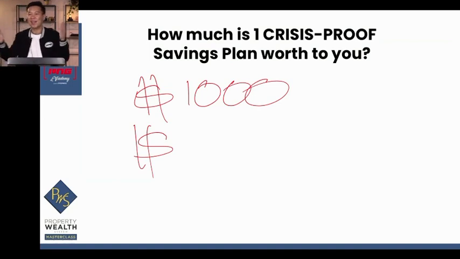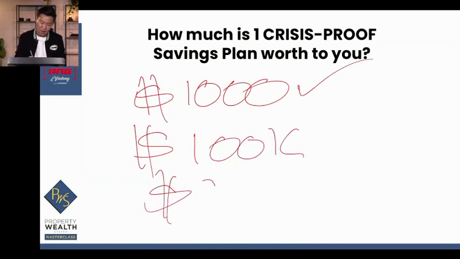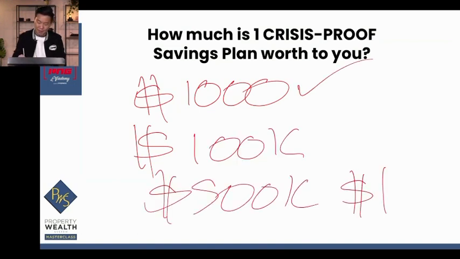Help me to key in the group chat. How much is one crisis-proof savings plan worth to you? That means if there is a way for you to create your own personal portfolio savings plan that will tide you through whatever crisis, be it another COVID, another pandemic, Lehman, Swiss bank, Silicon Valley, anything. You can key into the group chat. Is it 1,000? 100,000, 500,000, 1 million, priceless. Thank you so much. 500.